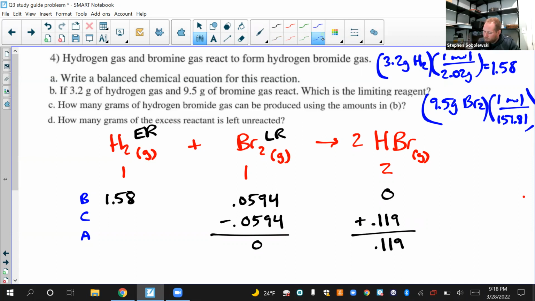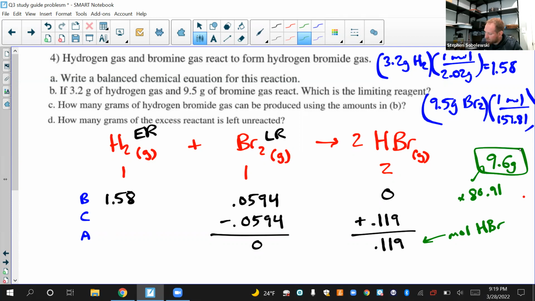Let's finish this part C out before we finish the BCA table. That's my moles of HBr. We're going to multiply this by the molar mass of HBr, which is 1.01 plus 79.904, times 80.91, giving us a mass of, with 2 sig figs, 9.6 grams. That is part C. 9.6 grams of product gets produced.